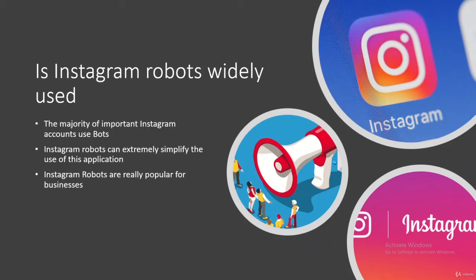Instagram robots can extremely simplify the use of this application. As I said, it's pretty simple to use Instagram with a bot. When you have a bot, you automate every task that you do. So instead of manually liking pictures and manually following accounts, you just give it to the bot and the bot will do all the job. Once again, this is a simple way to do it, but it costs money. So if you're ready to invest a little bit of money, this could be a good way to automate all your tasks. There are some free bots out there, but they're not as performant, or they're really limited in what they can do. So once again, this is up to you.